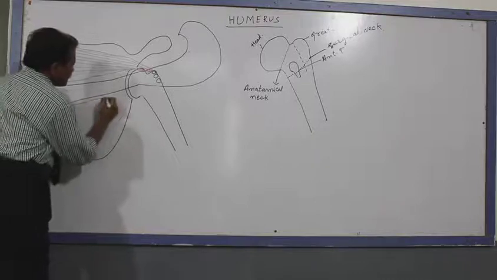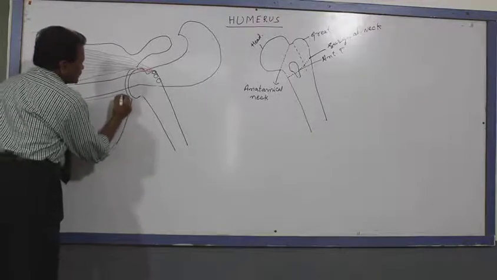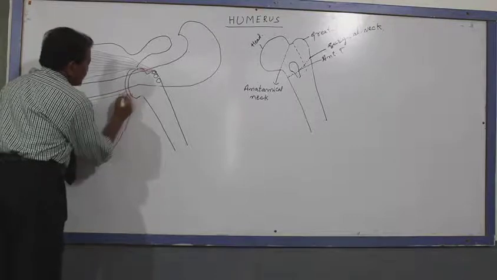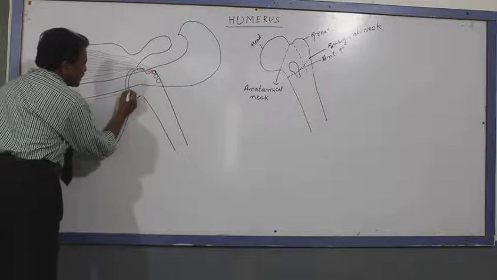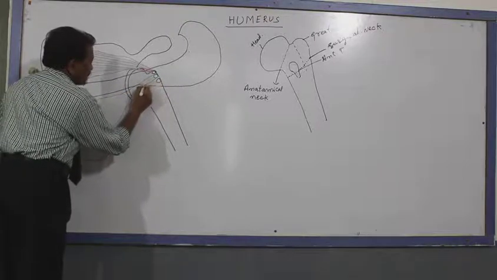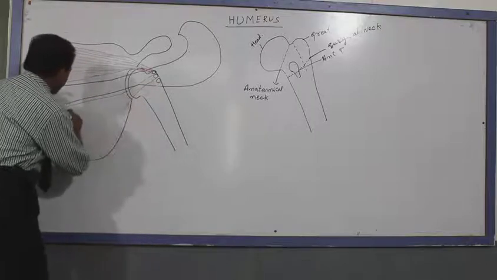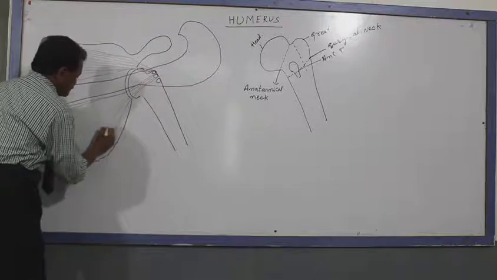So this infraspinous fossa gives the infraspinatus muscle, and these infraspinatus muscle fibers ascend upwards, forwards and laterally. These fibers are inserted in the middle impression of the superior surface of the humerus.